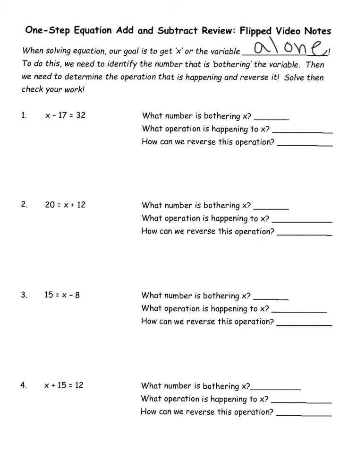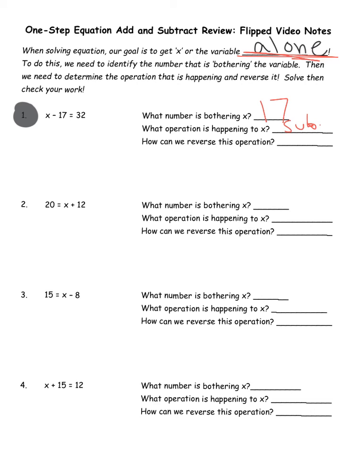So let's get started. In question number 1, what number is bothering x? Well, I see it says x minus 17. X is not alone right now, which is our goal. And he's not alone because it's got a minus 17 next to it. So what number is bothering x? The number 17. What operation is that? Well, I said x minus 17, so it's subtraction. And then how do we reverse subtraction?